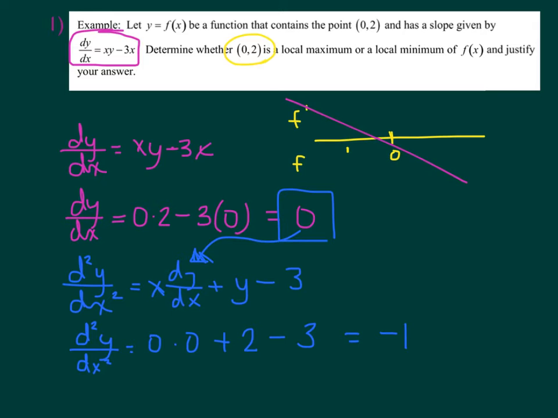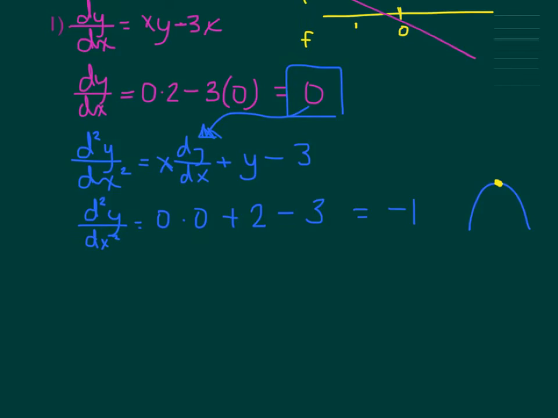Okay, so we got a value that was negative. Since our second derivative is negative, this tells us that our function is concave down at that point. And so what does that mean? Well, if I have a function that's concave down and a slope of 0, I would say that this would be a relative maximum. Okay, so we're ready to go ahead and make our conclusion.